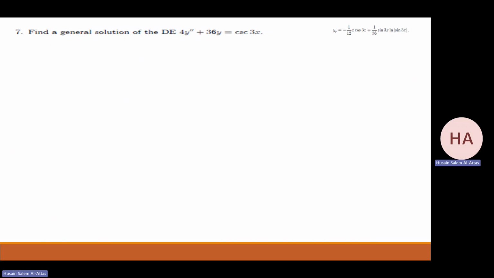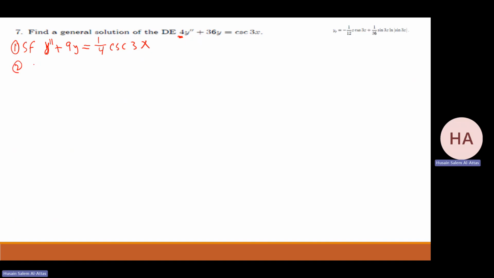Okay, let me continue. I need the general solution. Okay. So what I will do, first standard form. It's not in standard form, I need to divide by 4. So y double prime plus 9y equals 1 over 4 cosecant 3x. Okay, this is my first step.